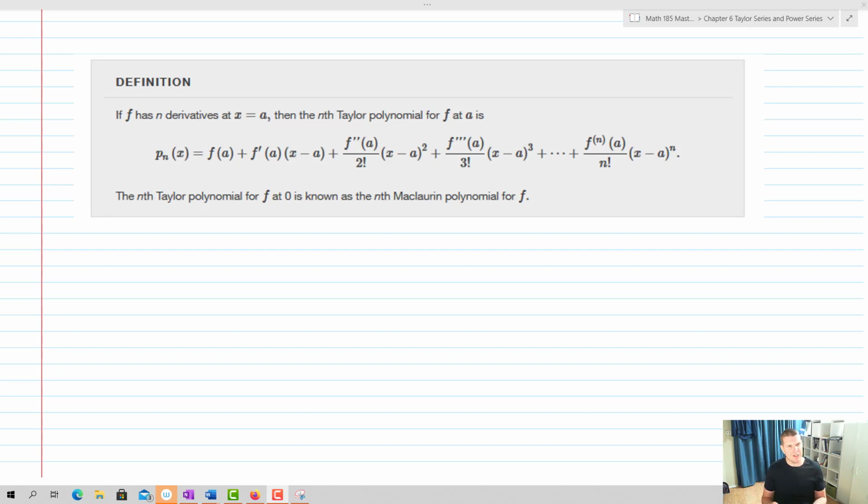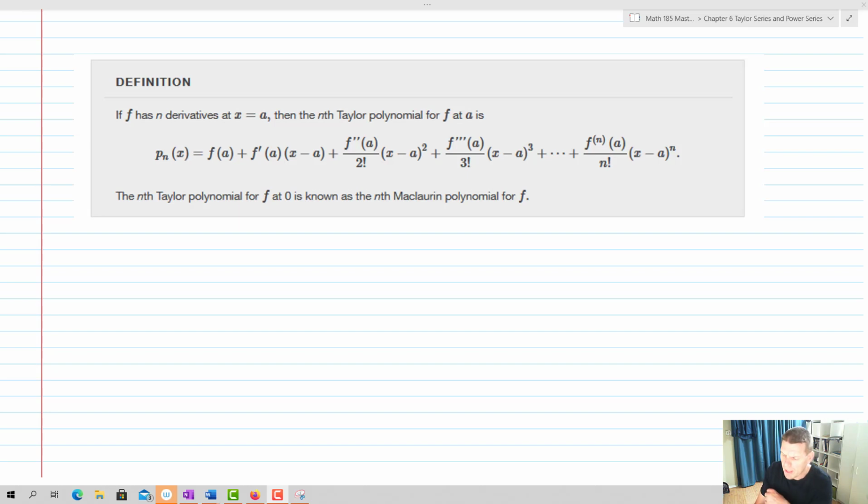So we've got this definition here, and that is that if f has n derivatives at x equals a, then the nth Taylor polynomial for f at a is going to be this: pn of x equals f of a plus f prime of a times x minus a plus f double prime of a over 2 factorial, and so forth, just utilizing those Taylor series terms, all right?